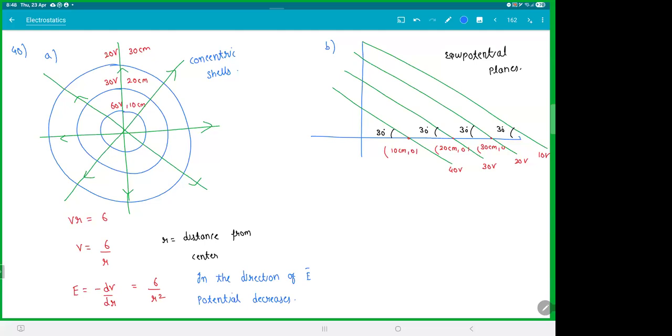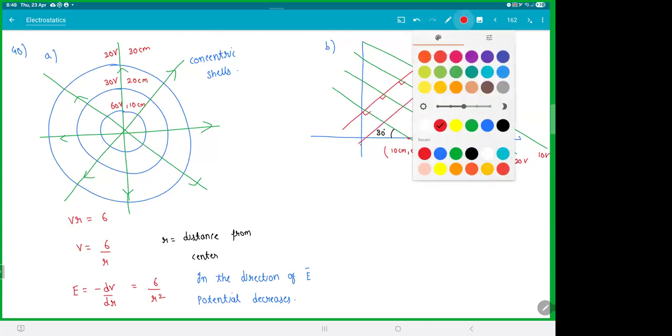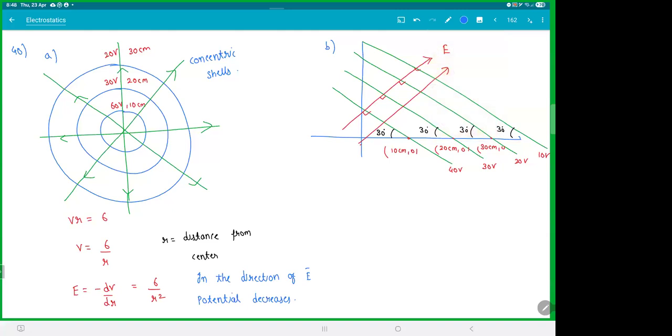And what about the second one? The second one is kind of more straightforward. You can clearly see all these are planes. So first thing, it should be perpendicular to this. Which direction? Same story. In the direction of field, potential decreases. So this is 40, 30, 20, 10. So yeah, the field must be in this direction. So it must be like this. And what about the magnitude? You can clearly see here the dV by dr is uniform.